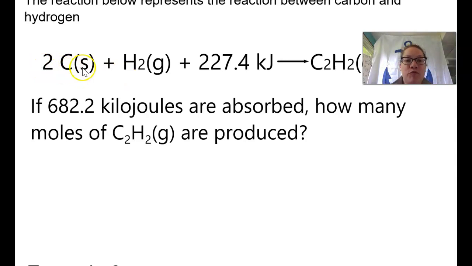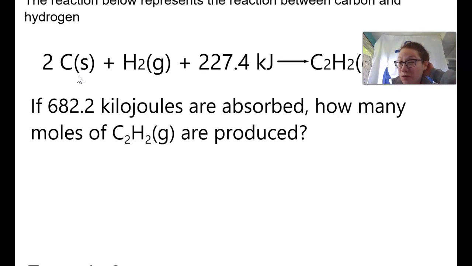Because remember, we have to break the bonds in the solid carbon. So if this is coal, that will cost a lot of energy. All right. So I'm going to get my calculator handy and go ahead and do these problems. So find your calculator and make sure you have table I ready because we're going to do some math. Yay. All right. So if 682 kilojoules of heat are absorbed, how many moles of C2H2 would be produced?